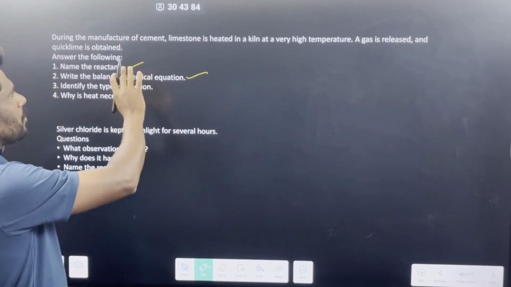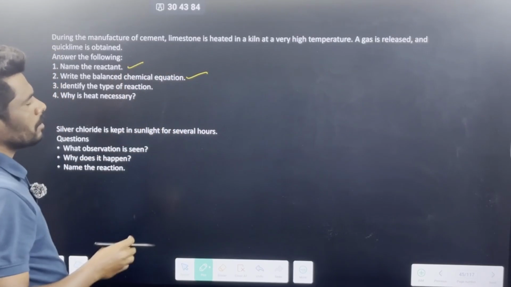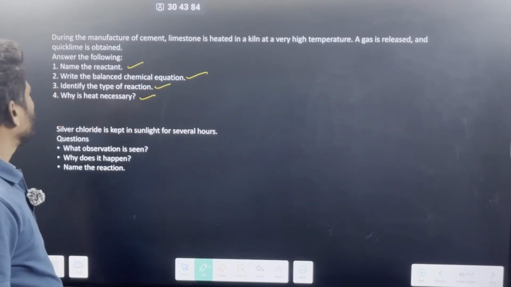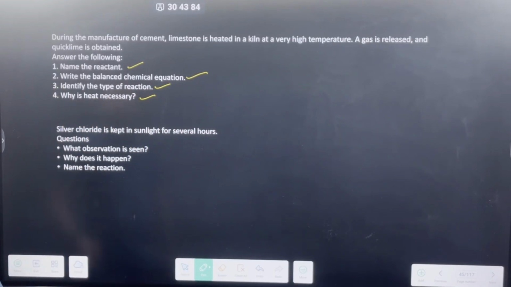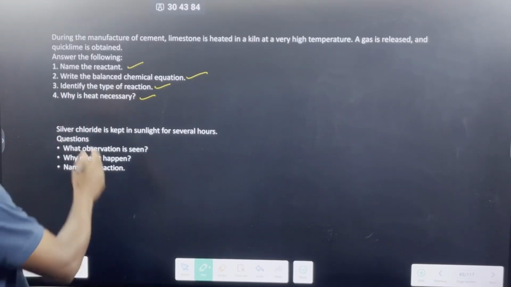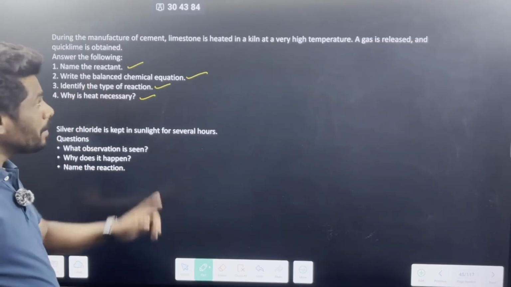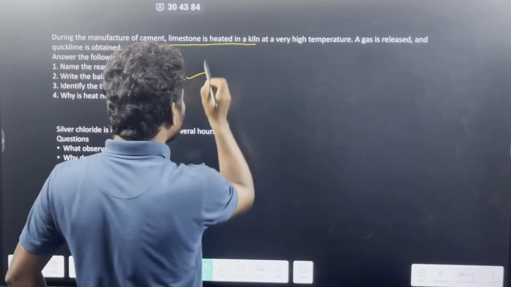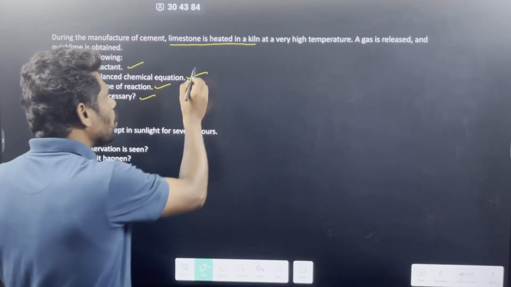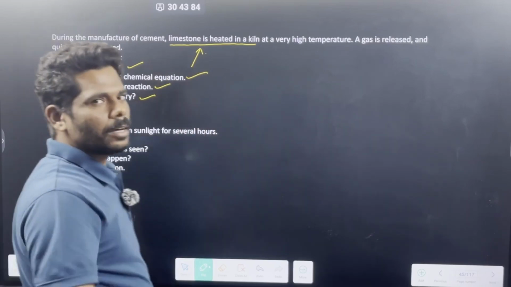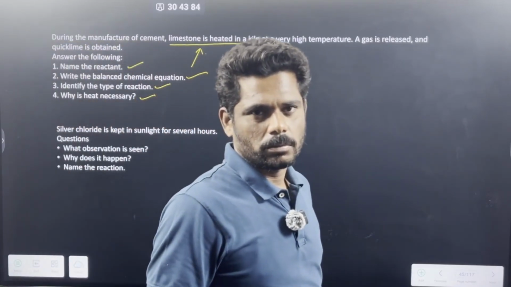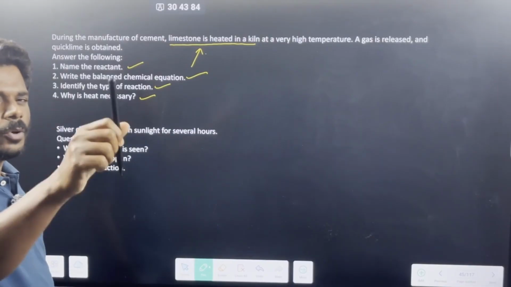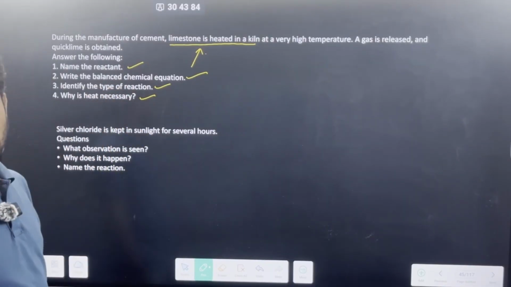So he did not give you exact names. He gave you simply trivial names, that is common names. Write the balanced chemical equation. Identify the type of reaction. Why is heat necessary? That means, look here, limestone is heated in a kiln. Heated in a kiln means we supplied heat to the limestone, and he's asking why heat is needed there. Now we are going to get a contrary answer to the earlier question.